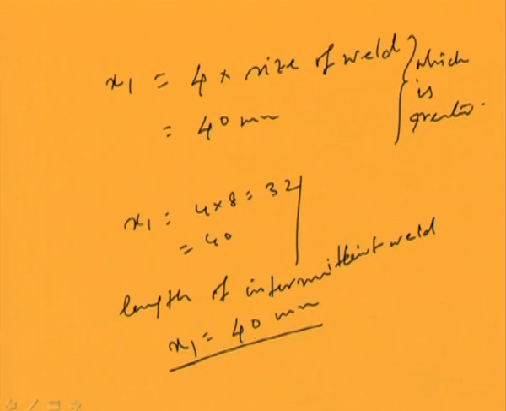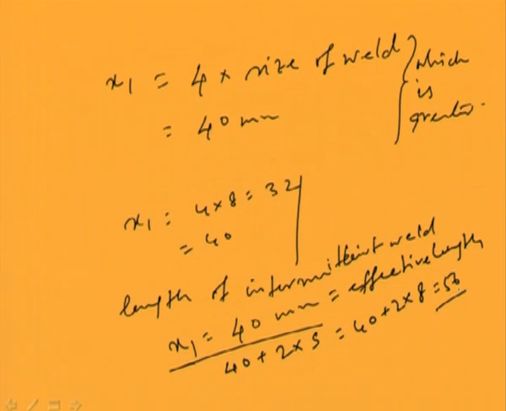So this 40 mm intermittent length is basically the effective length. So the actual length will generally become 40 plus 2 into the size of the weld. So 40 plus 2 into 8, this is coming 56. So I can write x1 finally as 56 mm, because when I am talking about x1 as 56 mm, that means the actual length is 56 minus 2s, that means 40 mm, right.